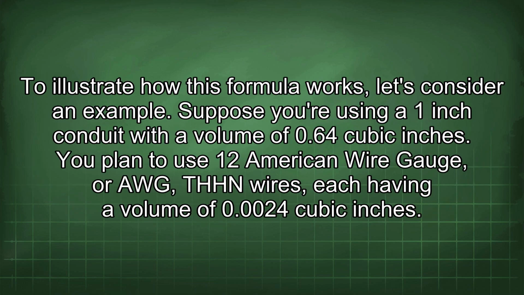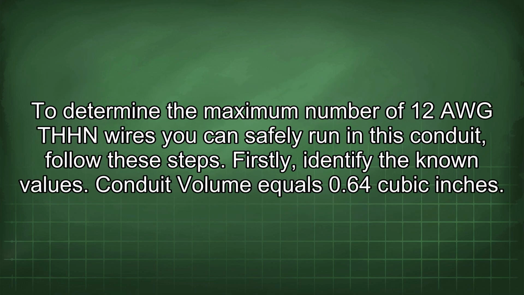To illustrate how this formula works, let's consider an example. Suppose you're using a 1-inch conduit with a volume of 0.64 cubic inches. You plan to use 12 American wire gauge, or AWG, THHN wires, each having a volume of 0.24 cubic inches. To determine the maximum number of 12 AWG THHN wires you can safely run in this conduit, follow these steps.